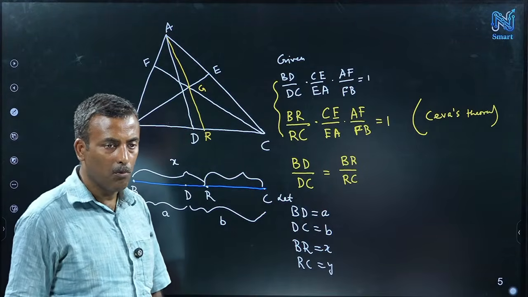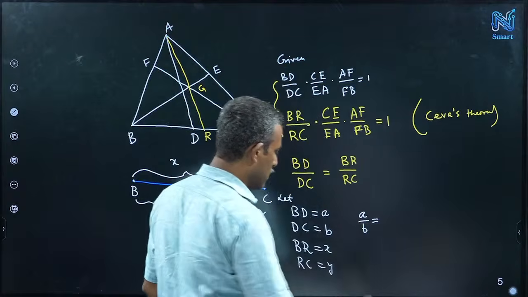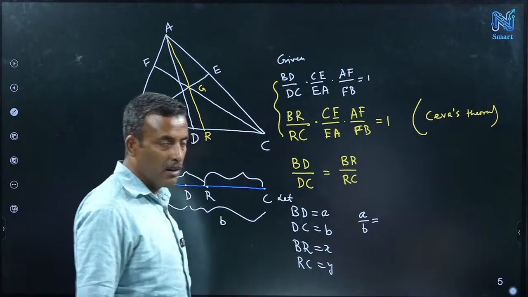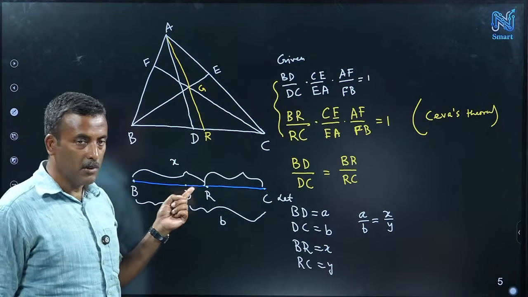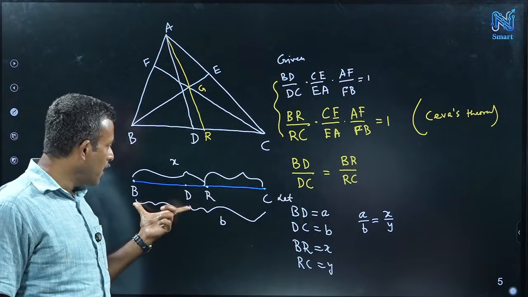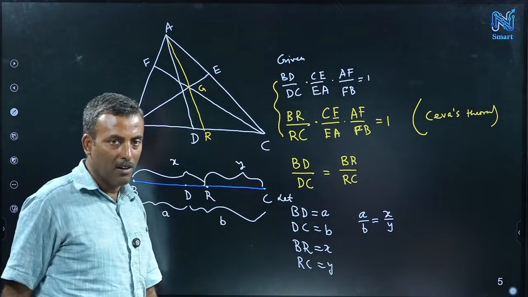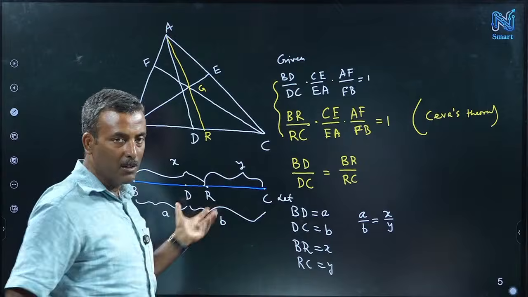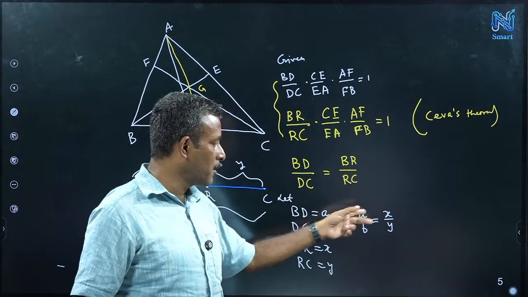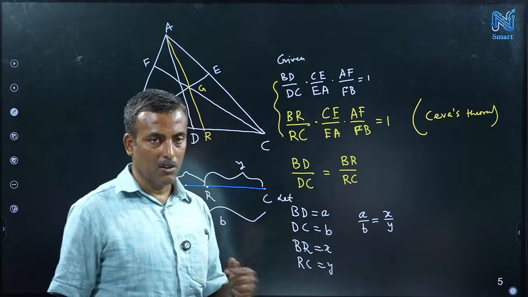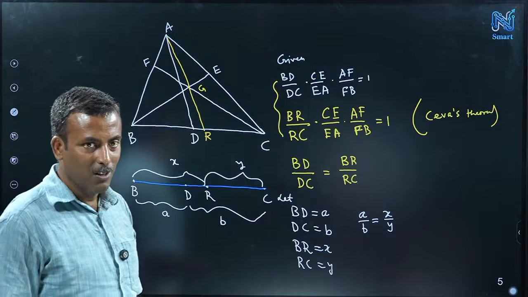So what have we already proved? We proved A by B is the same as X by Y. What we have to show is that D and R are the same. That means we have to show A equals X and B equals Y. Then D and R are the same. How do we prove that? The ratio is the same, but we do not know whether the numerator is the same as the numerator. Like 10 by 2 is 5 and 20 by 4 is also 5, so we can't say 10 equals 20.